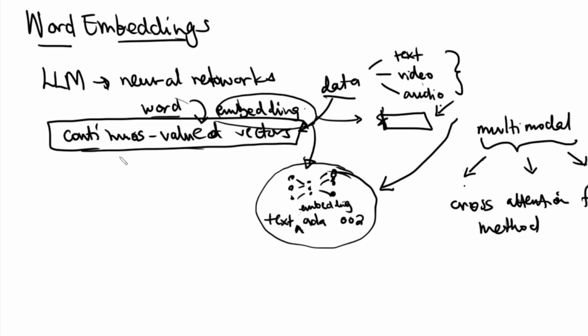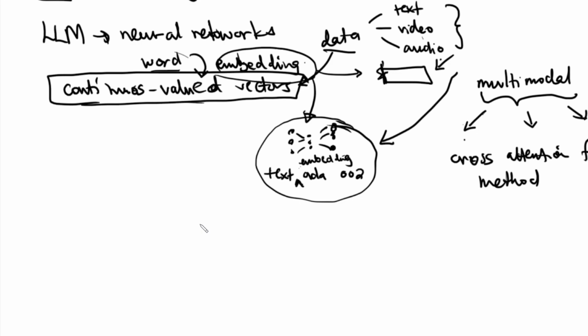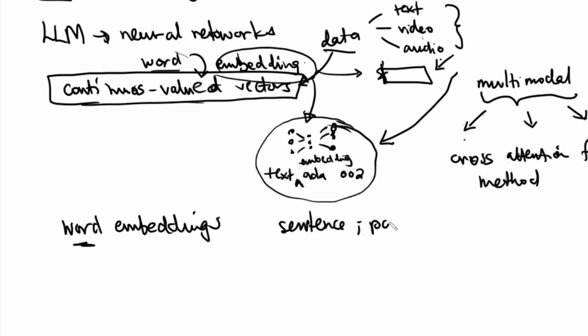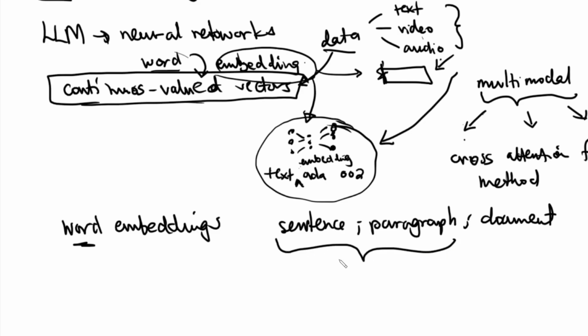The primary purpose is to convert non-numerical data into a format that neural networks can process. The most popular ones are word embeddings, meaning embeddings developed at the word level, but we also have sentence embeddings, paragraph embeddings, or even document embeddings. Document embeddings are most popular for RAG, retrieval augmented generation, where your documents are chunked in a vector store, usually at the sentence or paragraph level. Not going to discuss it here, but just know these are popular there.